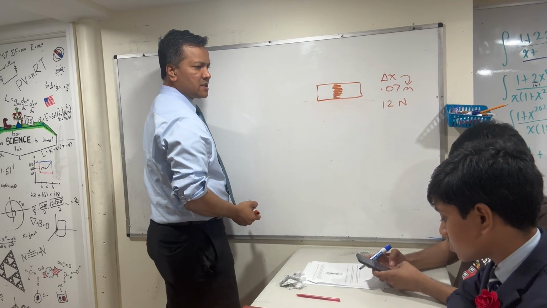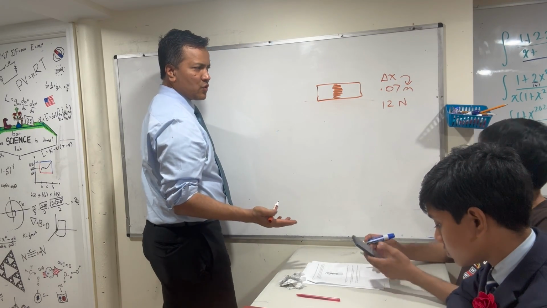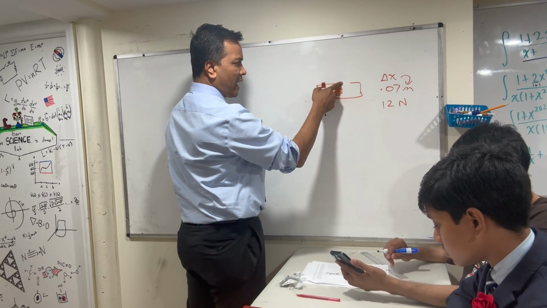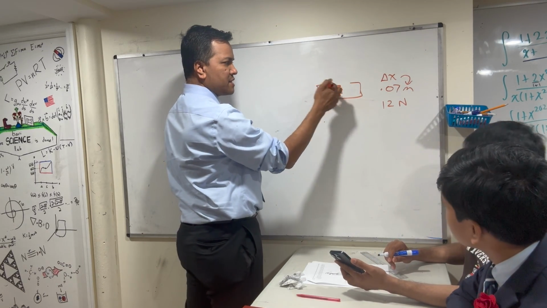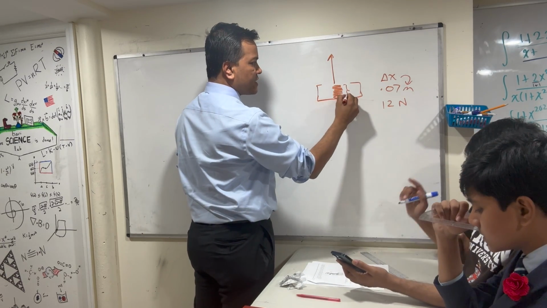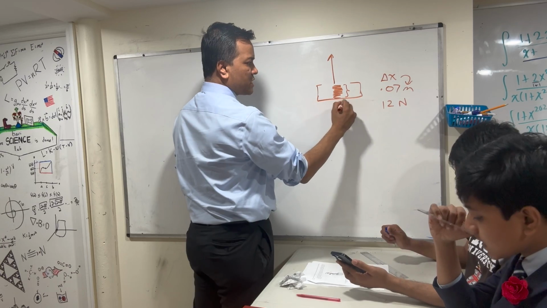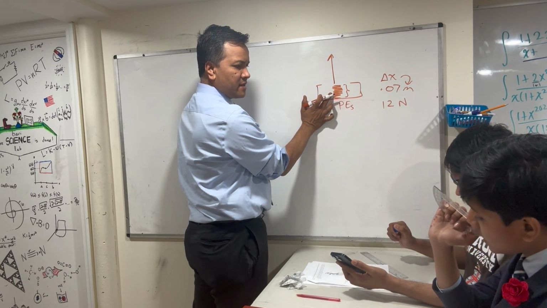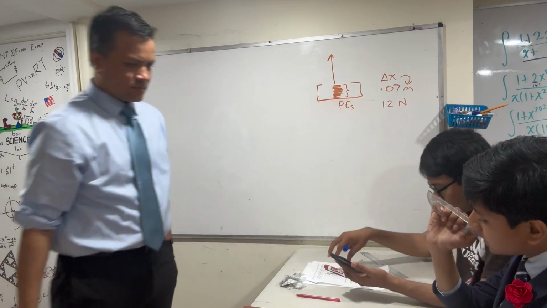0.07 meters, right? Okay, applying how much force? 12 newtons. If you open this one, what happened? It jumps up. You want to find, is there any constant, potential energy due to spring here? Yeah, of course. Find it.